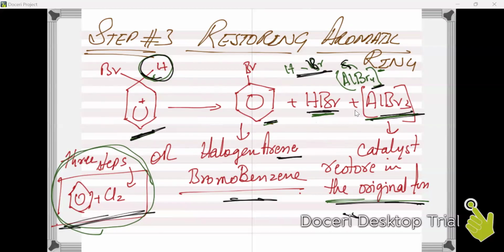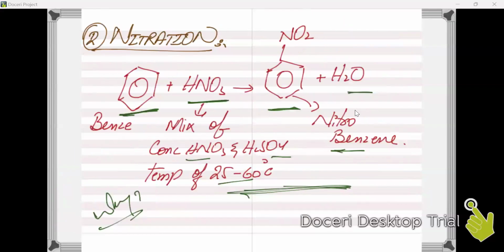You can practice the reaction of benzene and chlorine by pausing the video, because the steps are going to be the same. At every step, the bromine will be replaced with chlorine. Another reaction is nitration. One simple reaction would be that benzene is reacting with nitric acid. Nitric acid is a mix of concentrated nitric acid and sulfuric acid at a temperature of 25 to 60 degrees centigrade. So why is it a mix? Again, you can leave a question and interested candidates can get the answer. You can join my classes also. And what we are getting is nitrobenzene along with a water molecule.